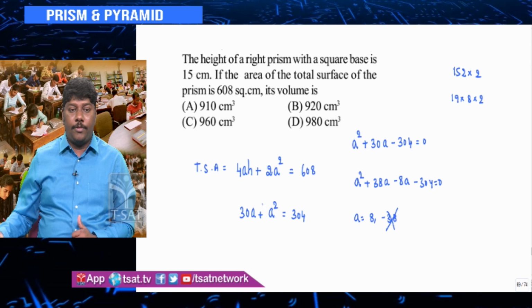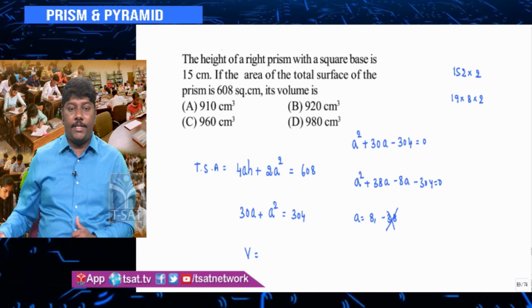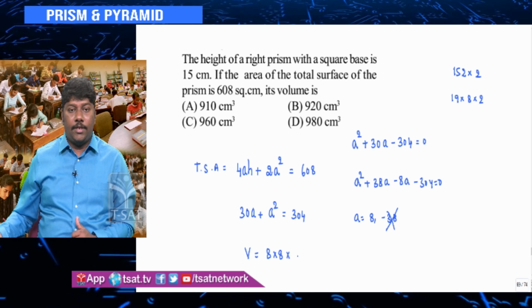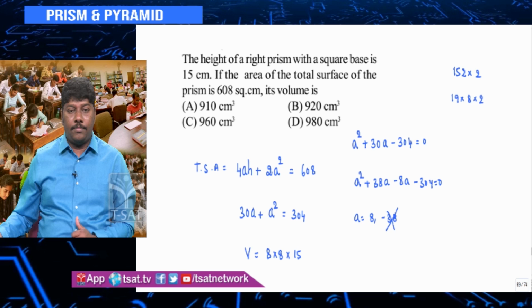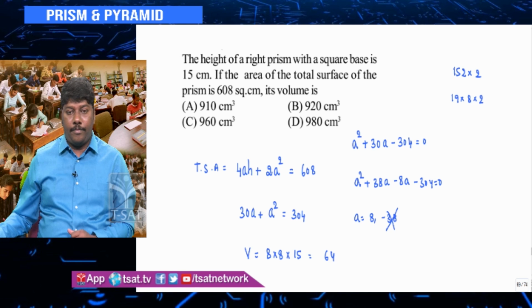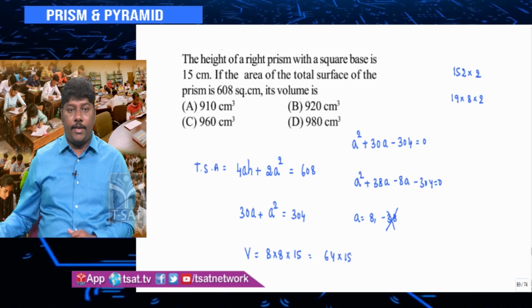Now you want volume. Volume is base area, that is 8 square, into height. Height is 15. 64 into 15, 960.